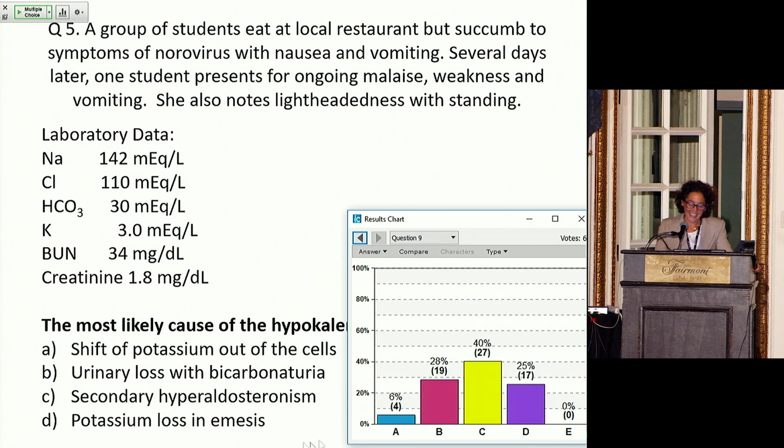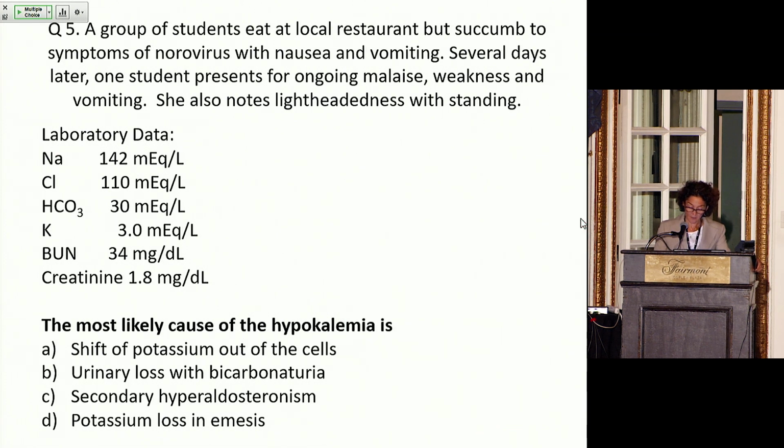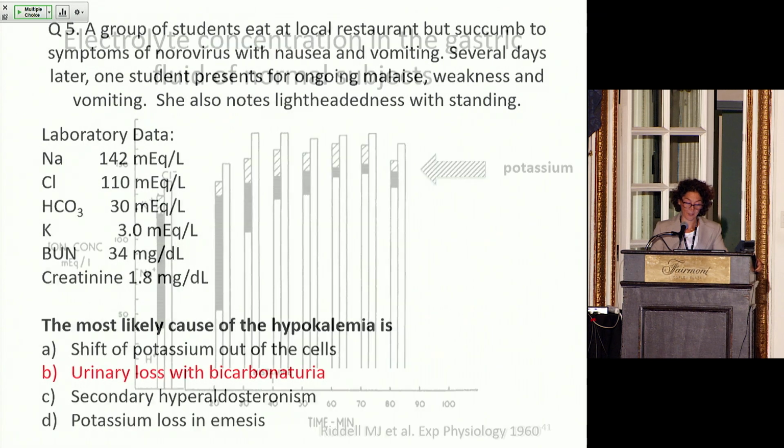So it can't be A because potassium would have to shift into cells. And so let's look a little closer at B, C, and D. So could there be urinary loss with bicarbonaturia, secondary hyperaldosteronism, or potassium loss with emesis? So let's look at that a little bit more. All right. And that's the correct answer, by the way. Urinary loss with bicarbonaturia, I will show you.